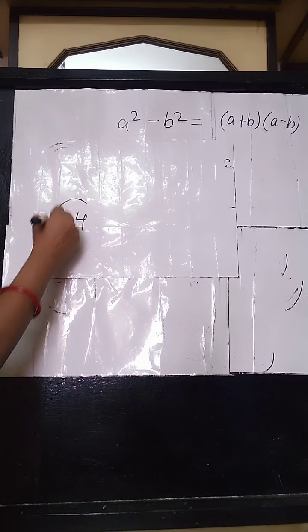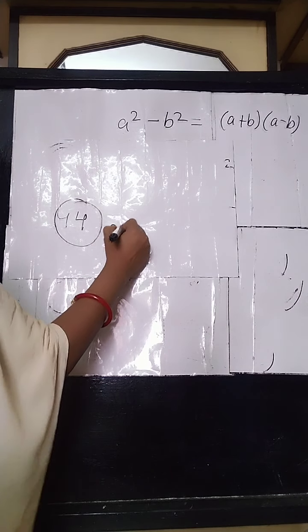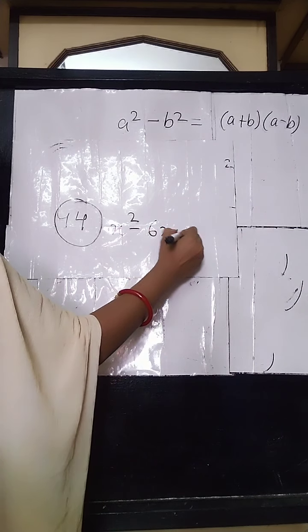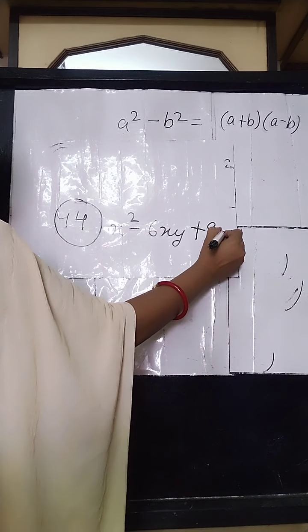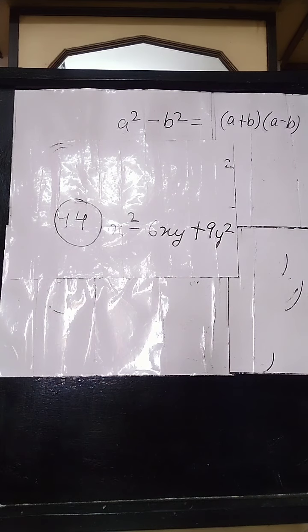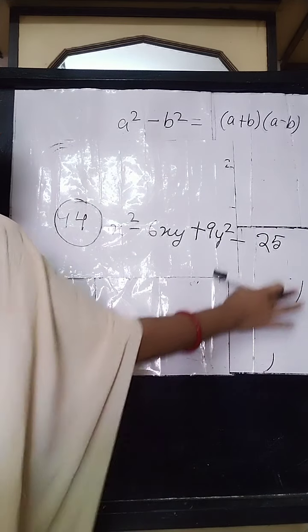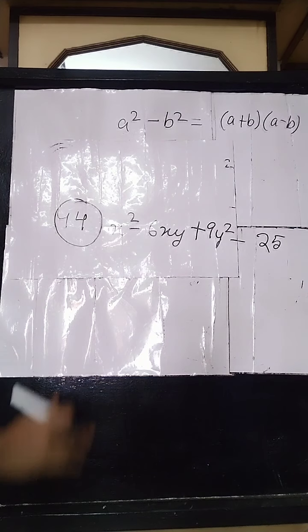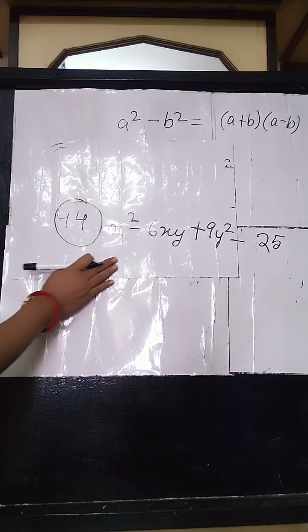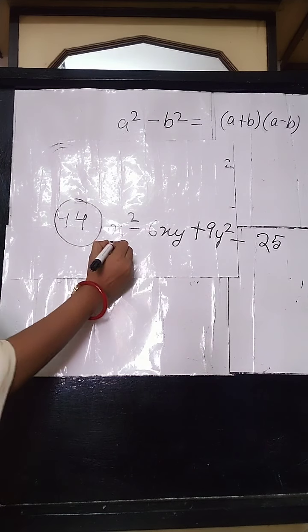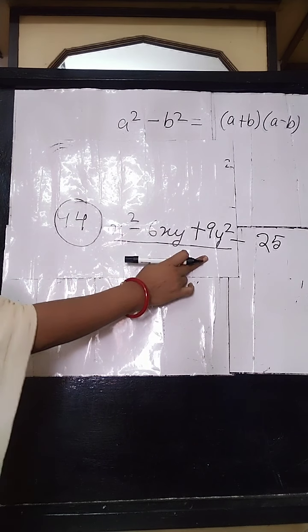If you can see sum number 44, it is given that x square minus 6xy plus 9y square minus 25. Now this sum is a little bit different from the previous 3 sums that we have solved in this class. So how is it different? We can see there are 4 terms given. So if we look at the first 3 terms, that is x square minus 6xy plus 9y square.